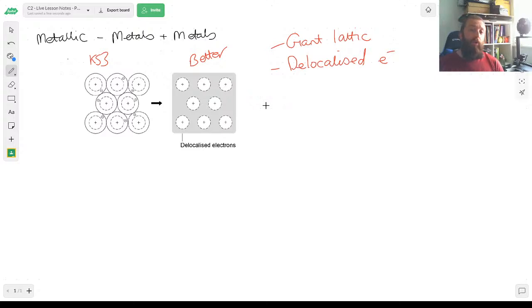And again, if you want to go through it, that's absolutely fine, but I'm not going to cover it in this session. I can either do it in a separate session later on, or we can wait till we're back to school, and we can go through some of the more advanced bonding then. But for the moment, all we need to know is these electrons are delocalized.